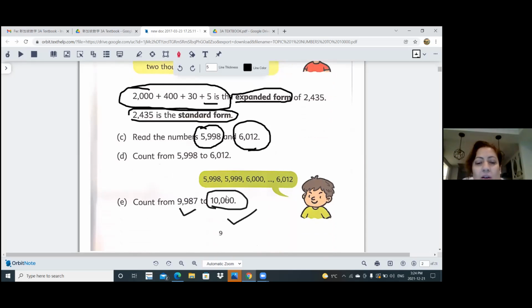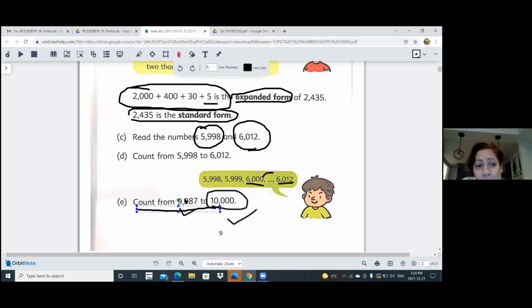As you can see, there's a little green text bubble, okay? And it says 5,998, 5,999, and then came 6,000. And then he jumped. He must have said a whole bunch of numbers here because I see commas and dots. His final answer was 6,012. Guys, they want you to count from 9,987 to 10,000. How many numbers do you need to get to 10,000 from 9,987?